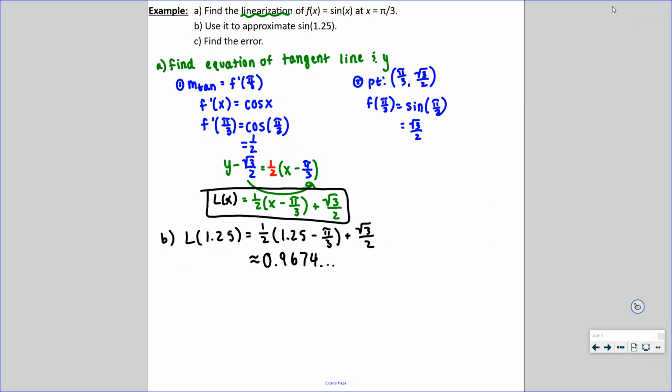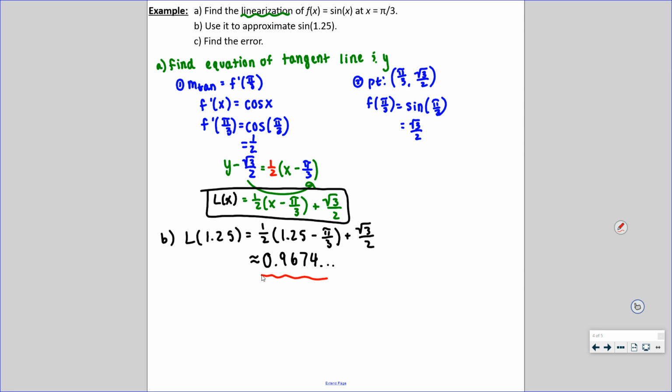Okay. So just type that in your calculator. And then C says to find the error. Again, this is using the tangent line to approximate, because 1.25, how does that compare to pi over 3? Well, pi over 3 is 60 degrees? I guess that's not super close to 60, but we can actually find the sine of 1.25, right?